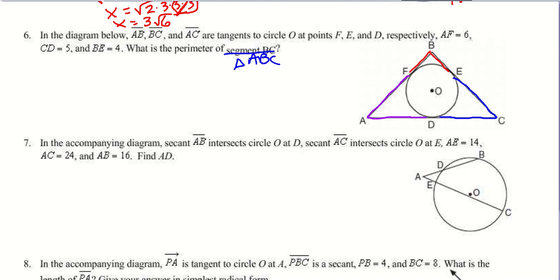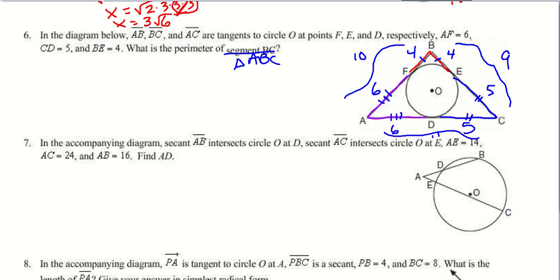So if AF, we're going to label it one at a time, AF is 6, that means this segment is equal to this segment, and this is also 6. CD is 5, which means this segment is congruent to this segment, which is 5, and BE is 4, and this segment is equal to this, and so this is 4. So BC, if we're just asking that question, is 9. When we add it all together, right, we should get lengths of 10, 9, and 11. And so the perimeter is all sides.